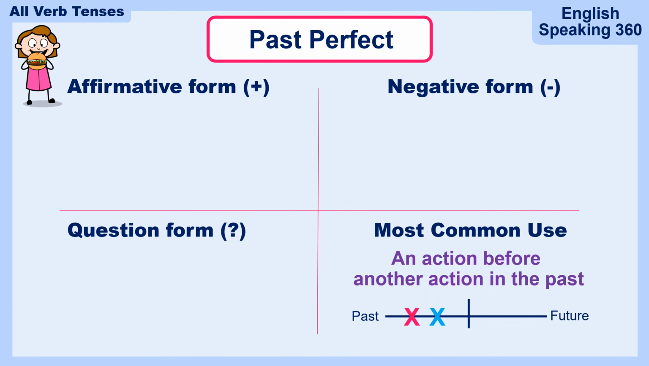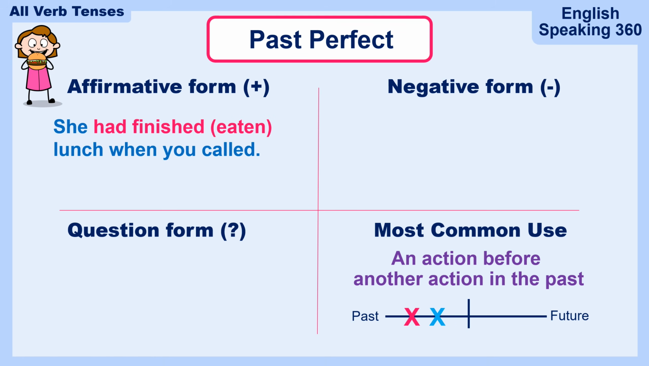Let's move on to the past perfect. So that is used for an action before another action in the past. Here's an example. She had finished lunch when you called. So here I'm going to give you both a regular verb and an irregular verb. She had eaten lunch when you called.